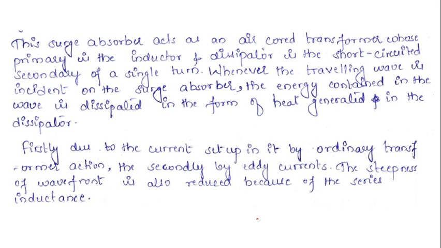Whenever the traveling wave is incident on the surge absorber, the energy contained in the wave is dissipated in the form of heat generated in the dissipator. So as and when the surge attacks, whatever energy is contained in the wave is dissipated in the form of heat generated in the dissipator itself. Firstly, due to the current set up in it by ordinary transformer action, and secondly by eddy currents. The steepness of the wavefront is also reduced because of the series inductance.